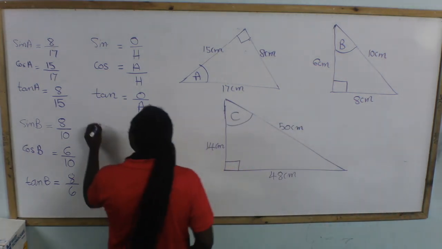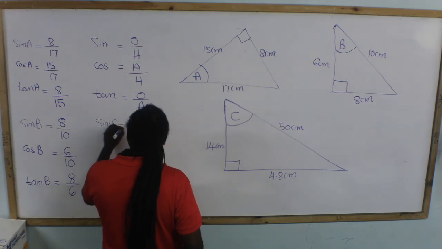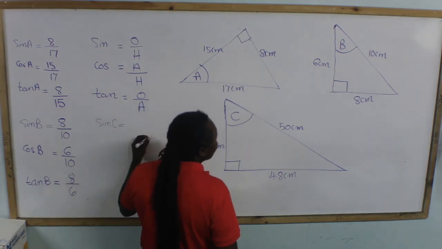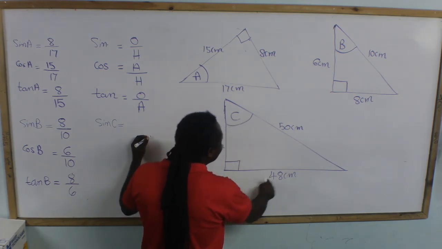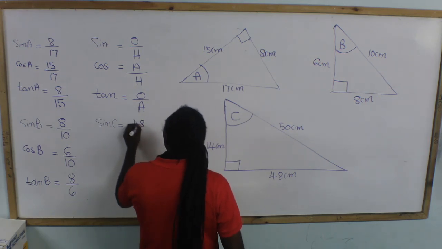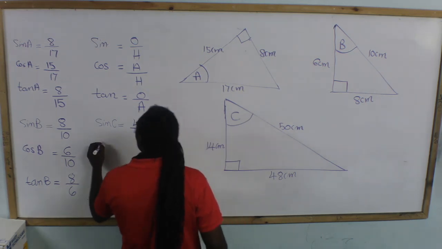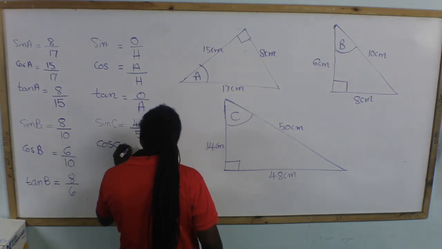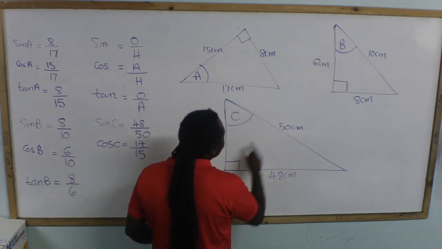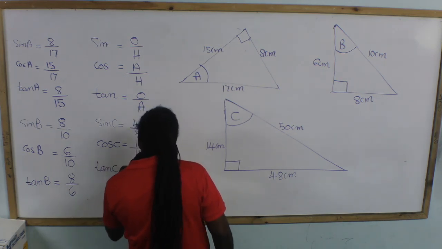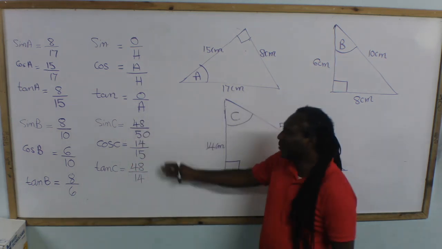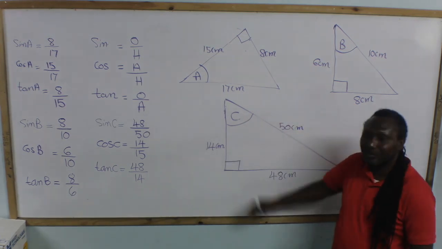So let's get with it. So we say that sine of C is 48 over 50. That's correct. What about cosine? 14 over 50. Adjacent over hypotenuse. And tan, 48 over 14. Yeah. As long as the first two are correct, then we may just write it down there.